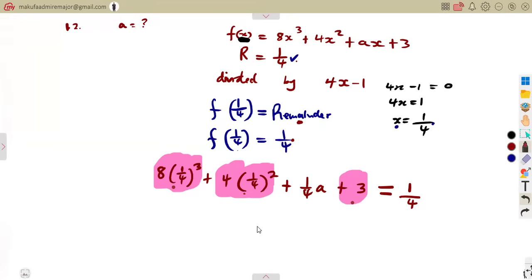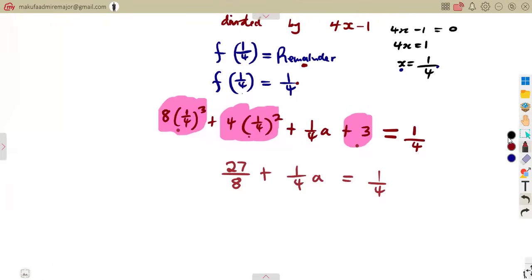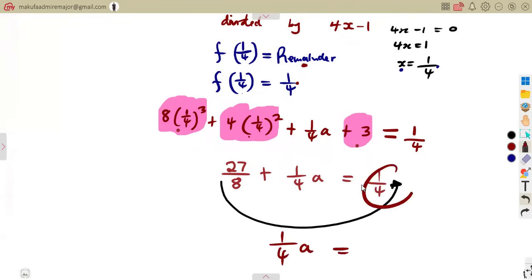If you combine these, you're going to obtain 27 over 8. So that's 27 over 8 plus 1 over 4a, which is equal to 1 over 4. This is a normal equation, guys, that you're just solving. So you can even transpose the 27 over 8 to the other side of the equation so that it will be a negative. So 1 over 4a is equal to 1 over 4 minus 27 over 8, which was going to give us negative 25 over 4.